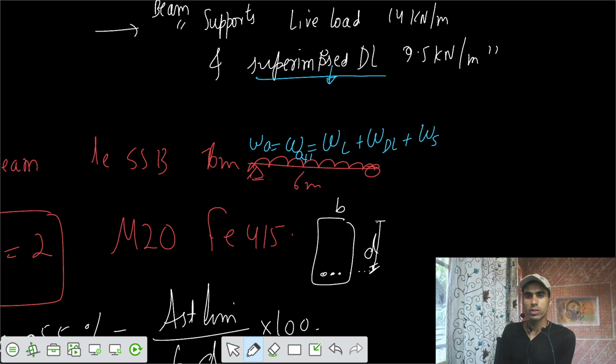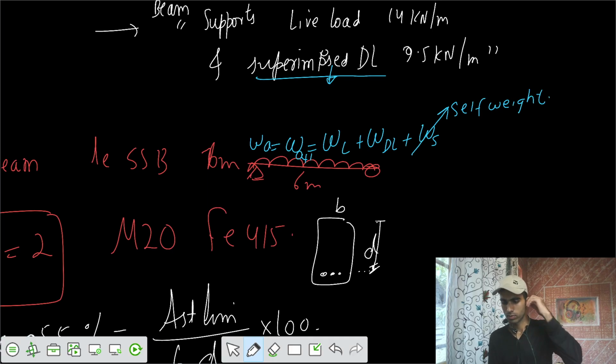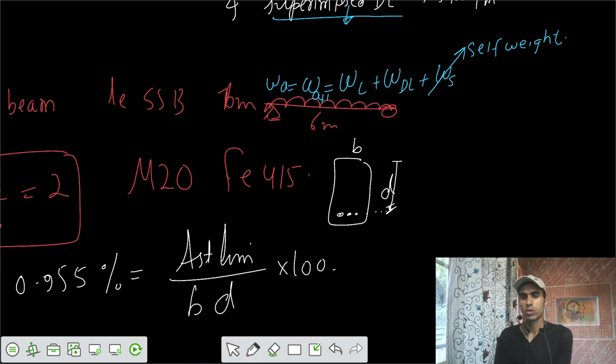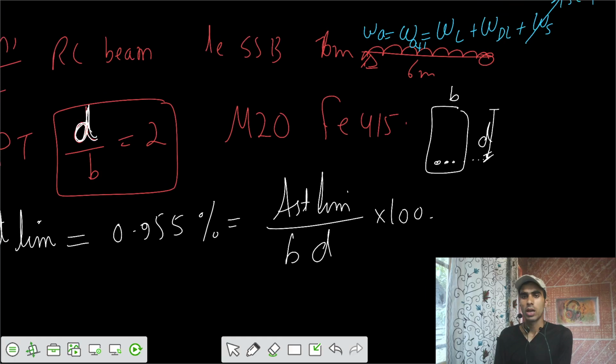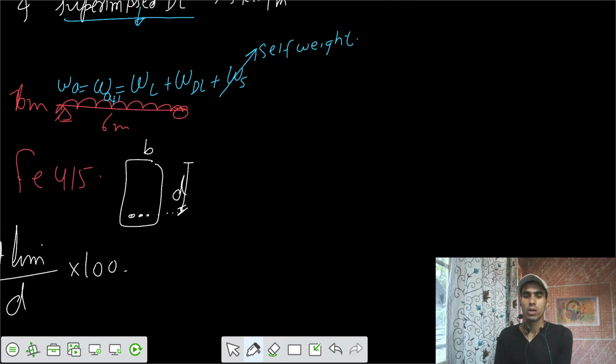So we need to say what is the self weight we can have. Can you approximate the value of capital D by the general thumb rule so that you can get the self weight? Because you don't know the value of B and D, you can use the general thumb rule. It says that capital D should be around span by 10.